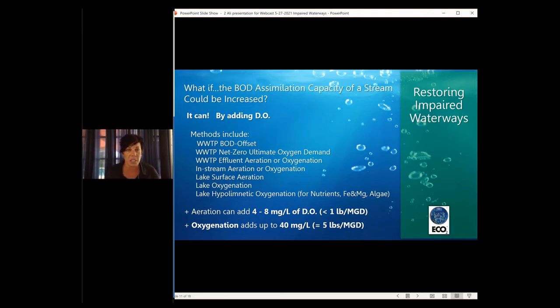And so if you just convert those pounds of DO to pounds of BOD, by aerating, you can increase up to about a pound of assimilation capacity per MGD. Now with oxygenation, you can multiply that times 5 because there's so much more oxygen in pure O2 than there is in air. So with oxygenation, you can easily get up to 40 milligrams per liter, which would be an equivalent of about 5 pounds of BOD assimilation capacity per MGD treated.